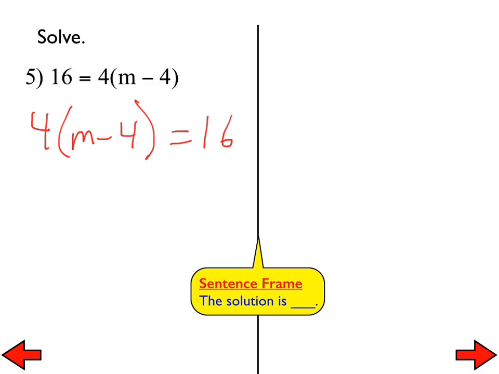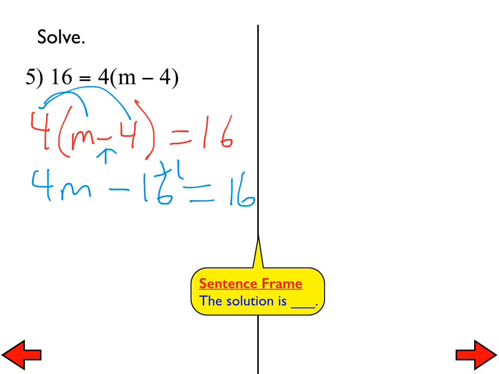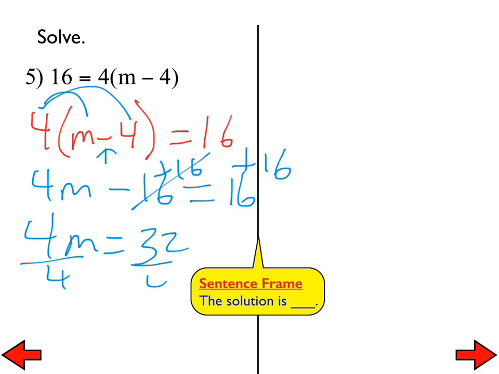Once with the equivalent equation that I've left up here, we multiply 4 times m, that is 4m. It is subtraction because of the subtraction right there. And then 4 times 4 is 16. And then we have equal to 16. Addition property of equality. We add 16 to both sides. That leaves me with 4m equals 32. And then divide both sides by 4. And we end up with a solution of m equals 8.